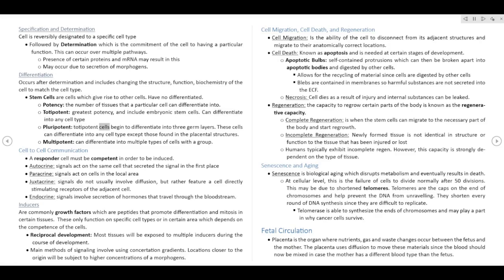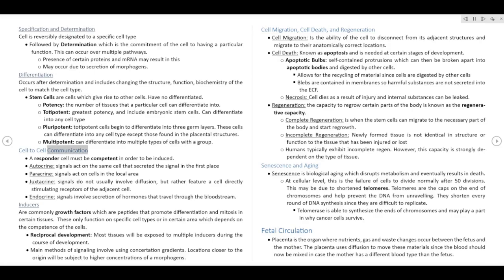Pluripotent: totipotent cells begin to differentiate into the 3 germ layers. These cells can differentiate into any cell type except those found in the placental structures. Multipotent cells can differentiate into multiple types of cells within a group.